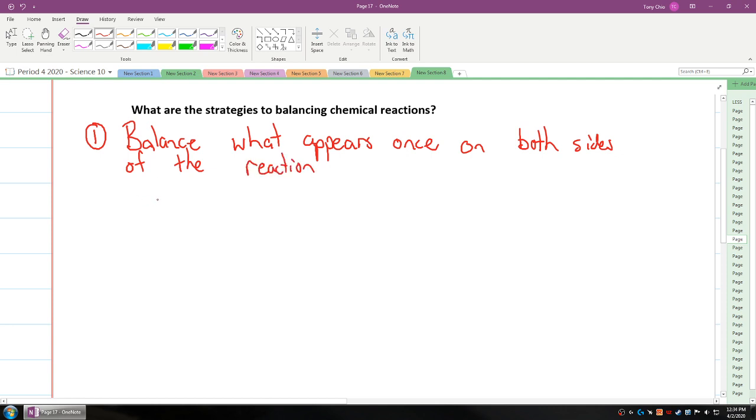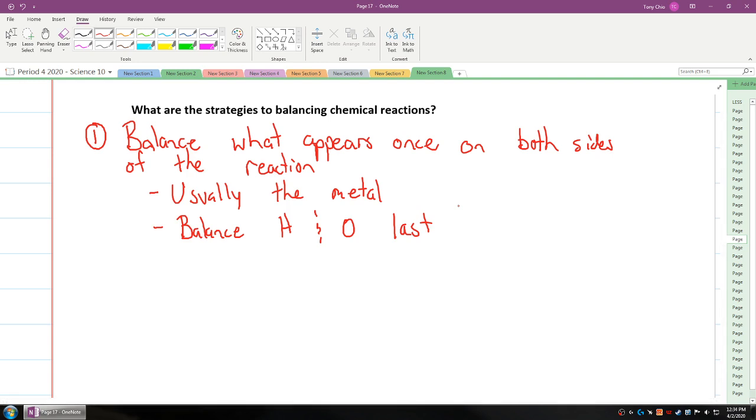Now here's a little strategy, here's a little hint. These are usually the metal. So if you're talking about an ionic reaction, this is usually the metal that you're going to be balancing first. But what if there's some reactions that don't have metals? If there's no metals, then you always want to balance hydrogen and oxygen last. The reason why is because you usually end up with hydrogen or oxygen with multiple of them on either side. And this is the reason why you always want to balance them last. So we're going to go through these steps one at a time when we balance our examples.